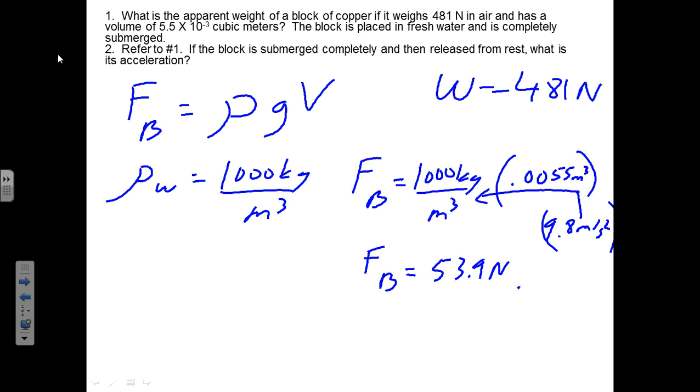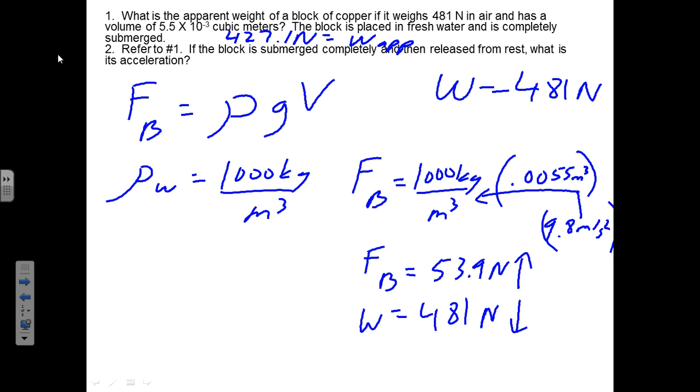And remember that the buoyant force acts up. So we have 481 newtons, the weight, acting down, and we have 53.9 newtons, the buoyant force, acting up. The apparent weight is the difference in those two. So we're going to go 481 down minus 53.9 up. And that gives us an apparent weight of 427.1 newtons. That's what the block seems to weigh when it's underwater.